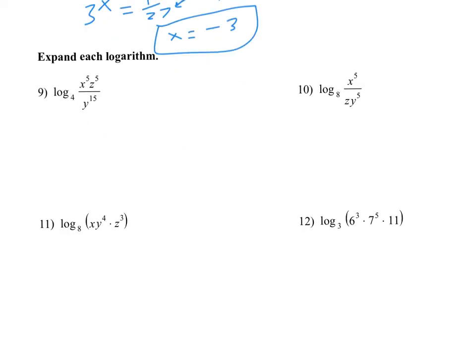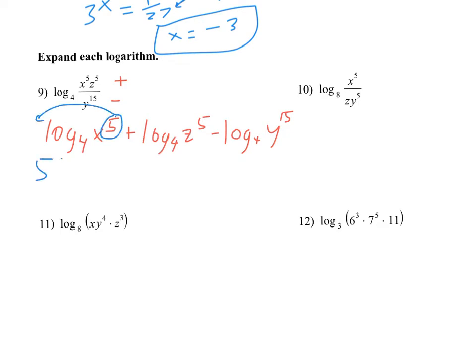All right, now we're going to expand each logarithm. So this one, remember that every kind of thing inside of here gets its own log, and anything from the numerator is positive, anything from the denominator is negative. So I'm going to say log base 4 of x to the 5th. So that gets its own log. And then plus log base 4 of z to the 5th gets its own log as well. And then minus log base 4 of y to the 15th. So everybody gets their own log, but since the y to the 15th came from the bottom, it goes in a negative log.